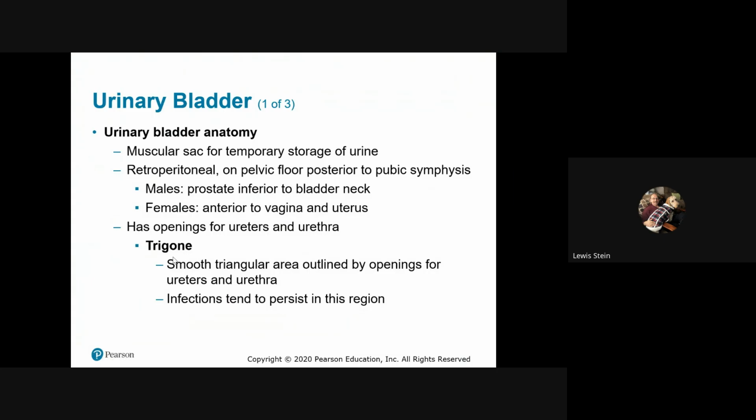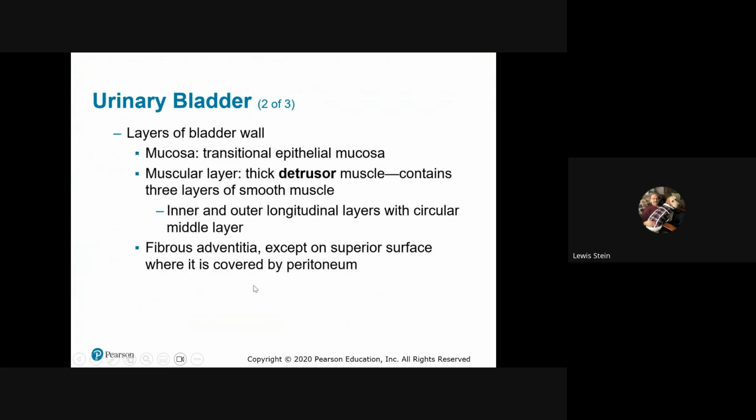Again, when it's empty, it has those ridges like the stomach, rugae. When it's full, it starts to flatten out. The one area that's consistently flat is this triangular area called the trigone, which you must know, which has the inputs on either side for the ureters and the output for the urethra. And again, transitional epithelia. The detrusor is this thick muscle, and it's extraordinarily important. Three layers of smooth muscle, inner and outer longitudinal layers with a circular middle, which is a little unique and interesting.